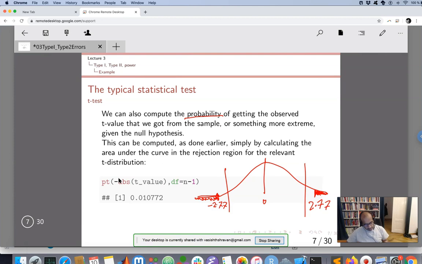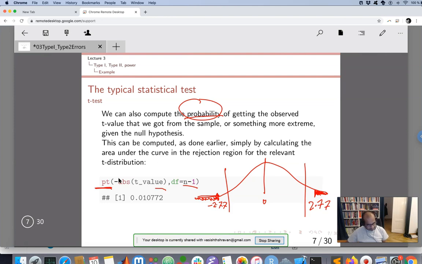All right, so I want to compute this probability of observing this number 2.77 in either direction or something more extreme than that. And remember how we compute areas under the curve. We use the p family of distributions. In this particular case, we can use the pt distribution. This is the cumulative distribution function for the t distribution for n-1 degrees of freedom.